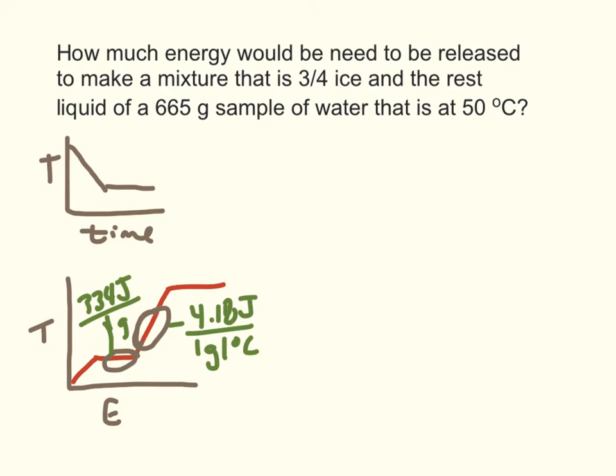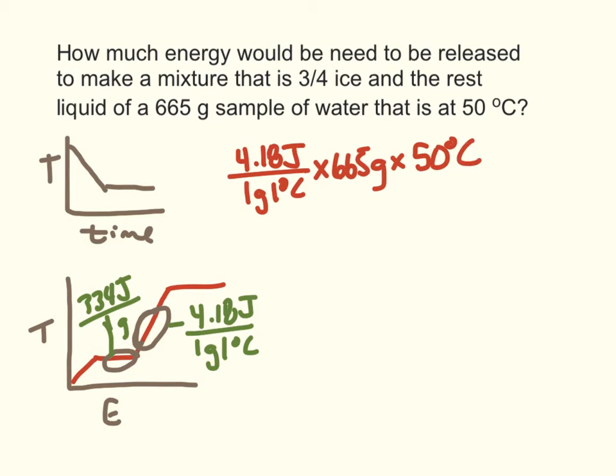Let's start out with finding out how many joules it is to cool it down to the freezing point right here. And so this is our constant. We need to find joules, so I'm going to put joules on top. So this is 4.18 joules for every 1 gram 1 degree Celsius, but we don't have 1 gram, we have 665 grams, so that's why I'm multiplying by that. And it did not change by 1 degree Celsius. Instead, it went down from 50 to 0, which means that it changed by 50 degrees Celsius.